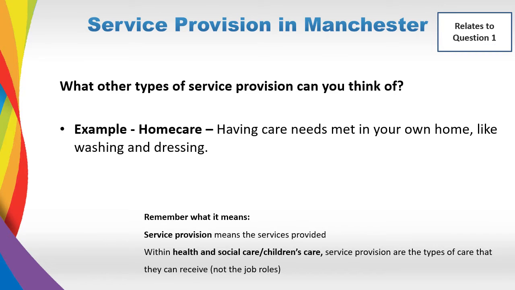So we're still relating to question 1 here. Part of your criteria is to look at your service provision in your local area. So we focused it on Manchester because you're all from Greater Manchester. So what other types of service provision can you think of? Remember my example was home care, so having your care needs met in your home, like washing and dressing. And remember that service provision means the services that are provided or the type of care that people receive. So what other types of service provision are there around Greater Manchester? Just have a think about that for a moment before you move on.